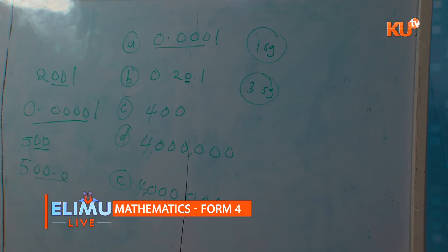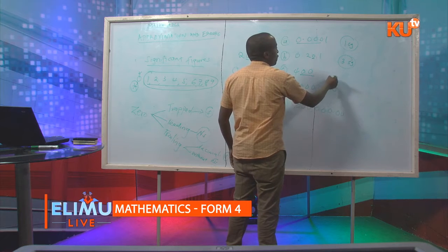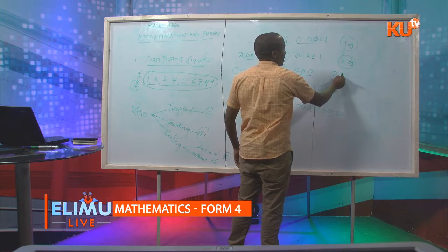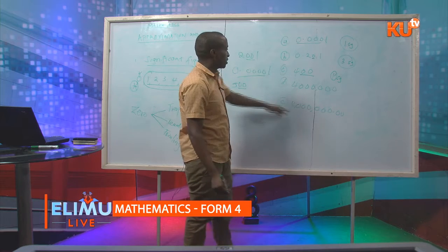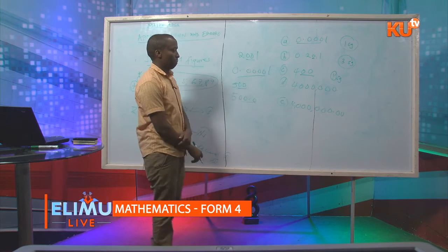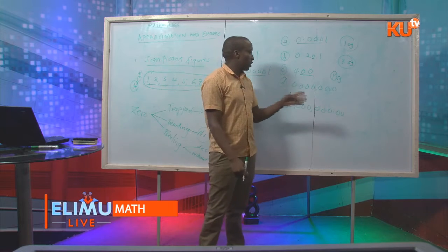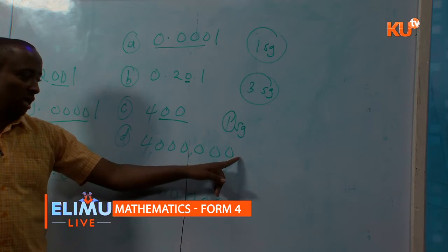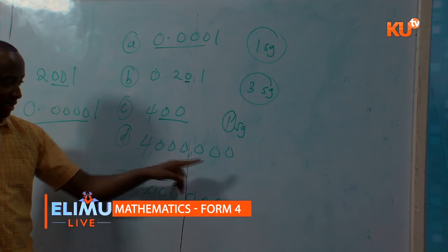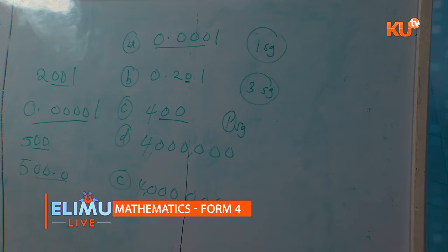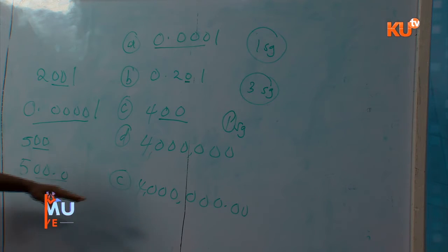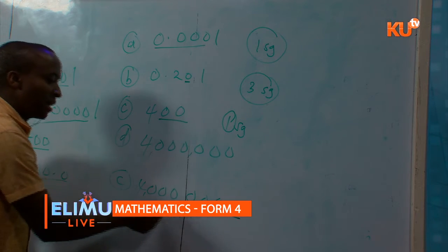Come to our third example. We have 400. Those are trailing zeros, but we don't have a decimal point. These two are not significant, so you have only one significant figure there. Come to our fourth example, 4 million. You just have 4 million without a decimal point here. These six zeros are trailing zeros, and they will not be significant. But when I write 4 million point zero zero, now these become significant.